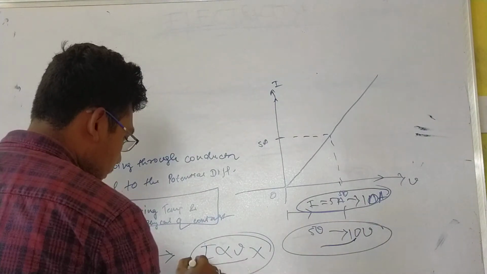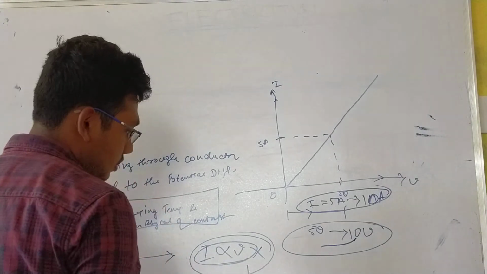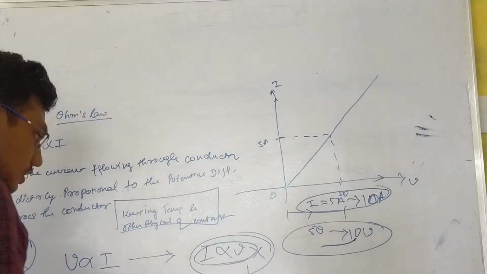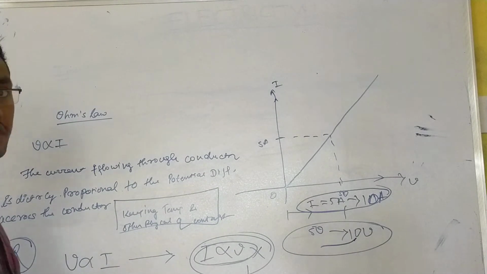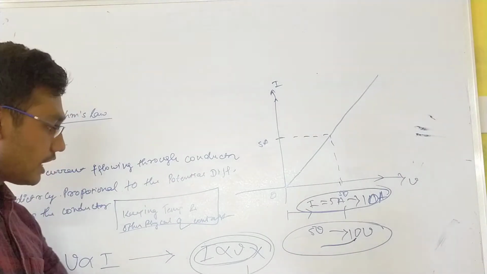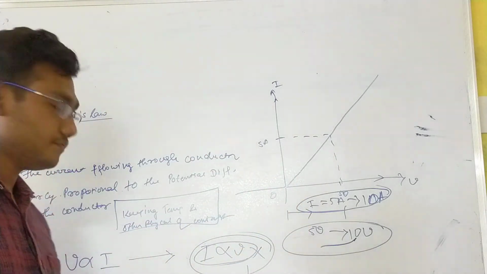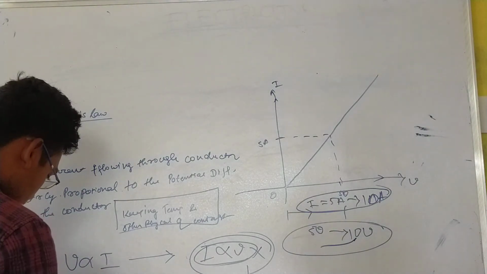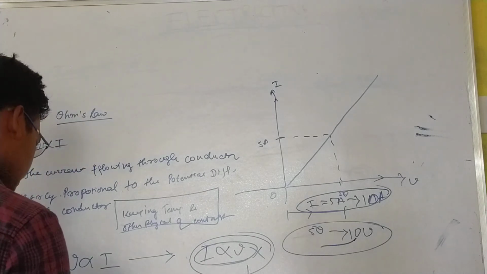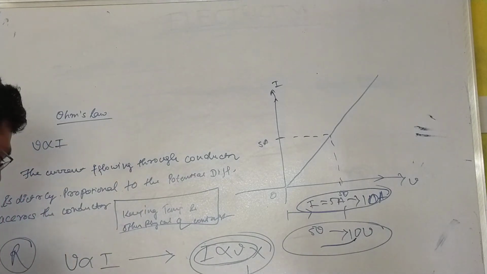So we cannot write it the other way. In the practical world, voltage can exist without current, but current cannot exist without voltage. There has to be voltage for the existence of current, but voltage can exist without current. One more point: this is the equation of Ohm's law, V varies as I, and R is the proportionality constant known as resistance.